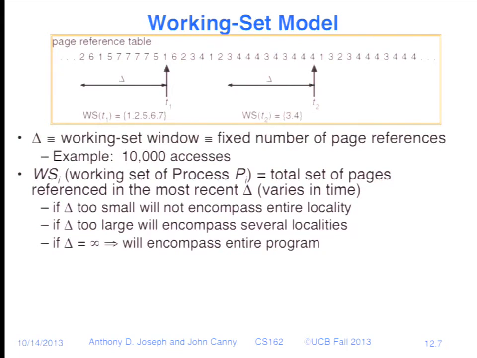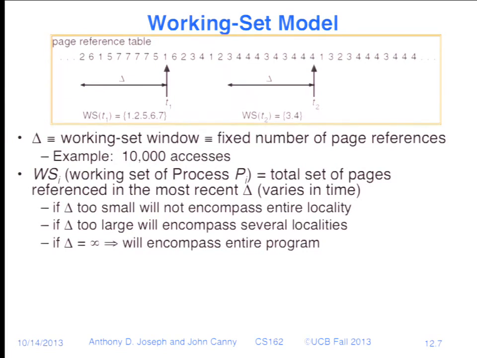Yeah? Is this page reference table for one process or for the entire computer? So which one? This picture here? Well, this would be, again, the working sets are normally defined per process because there's no reason that two different processes that are not even really synchronized would have a reasonable working set.